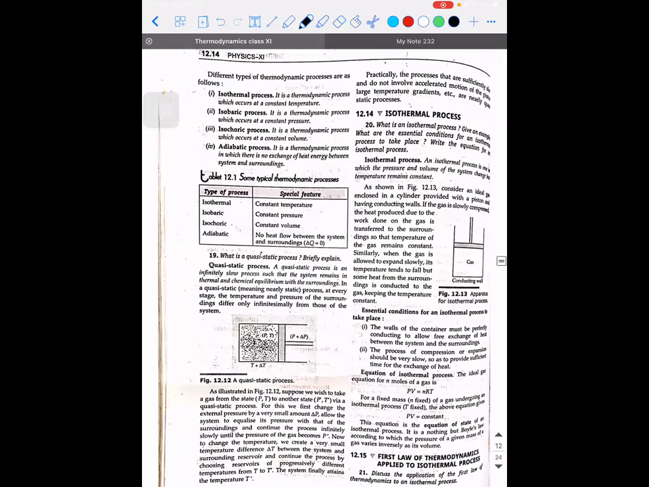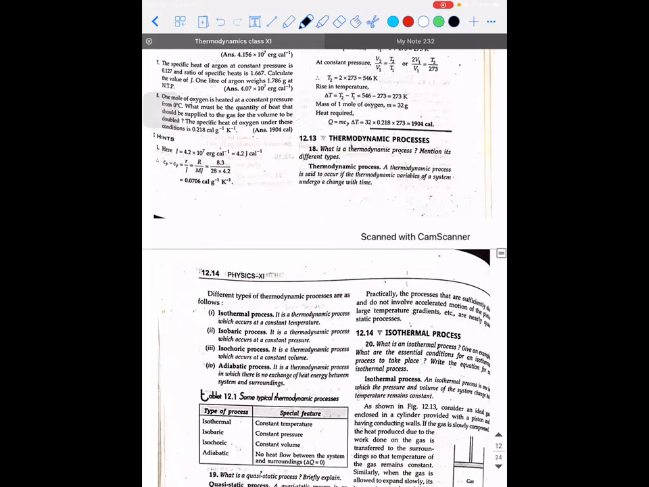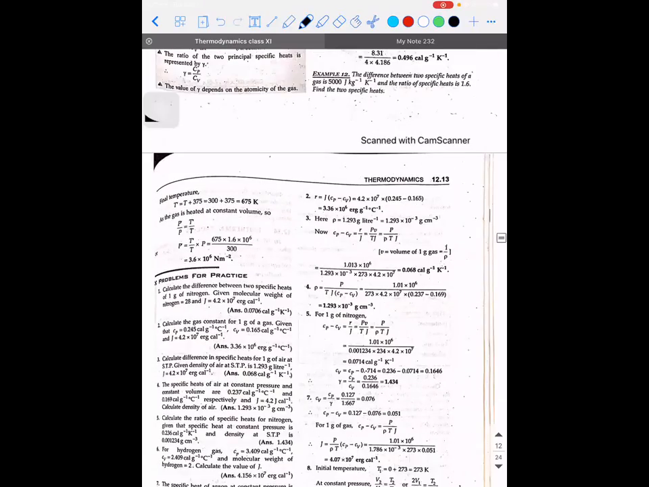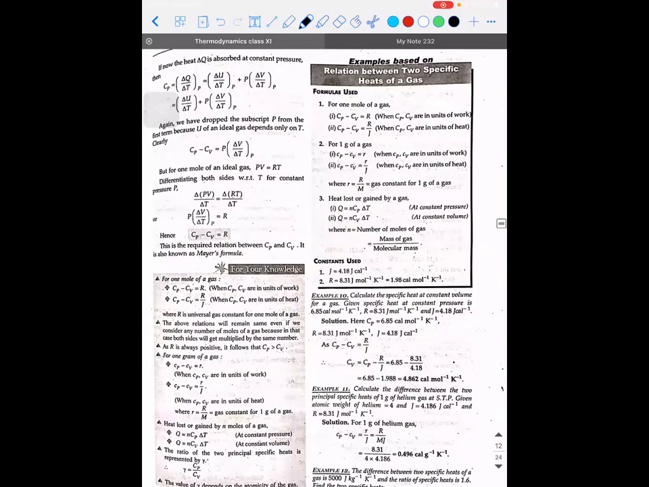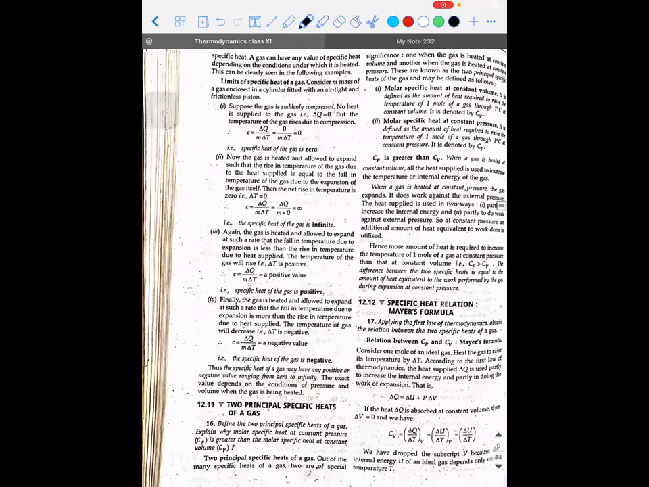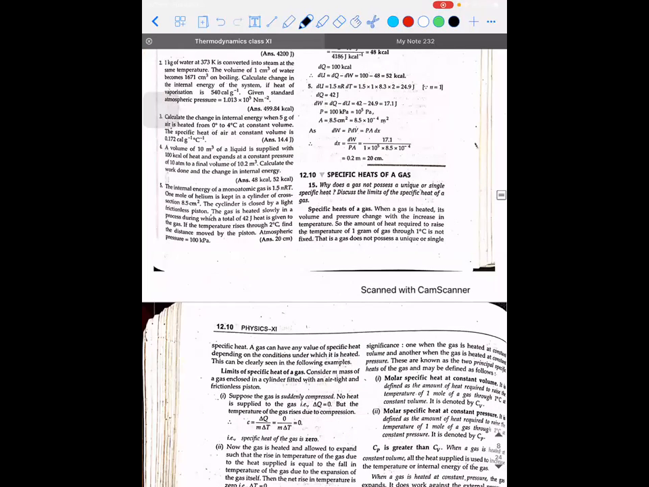So next, we need to discuss the adiabatic process. But before discussing the adiabatic process, there are certain types of specific heats that we need to discuss. So in today's class, we are going to discuss the specific heats of gas.